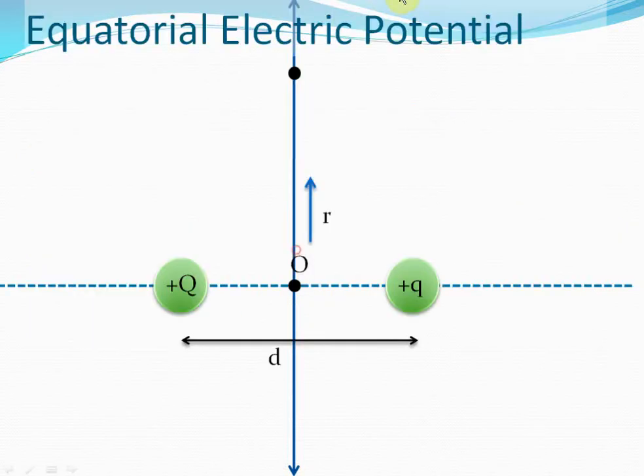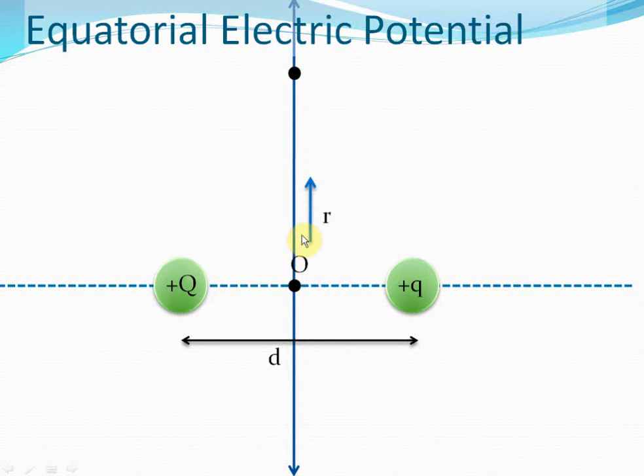Just as we calculated the electric field on the equator because of a two positive charge system, we can calculate the net equatorial electric potential because of a two positive charge system. How will we do that? We'll do it in exactly the same way in which we calculated the net electric field. We'll add the electric potential due to the plus capital Q charge and the plus small q charge.